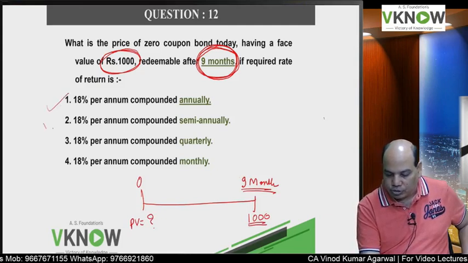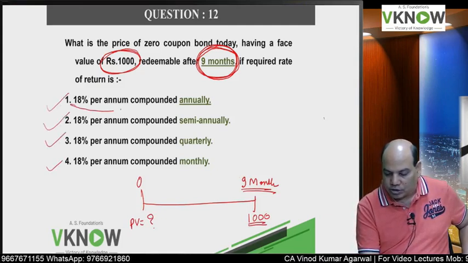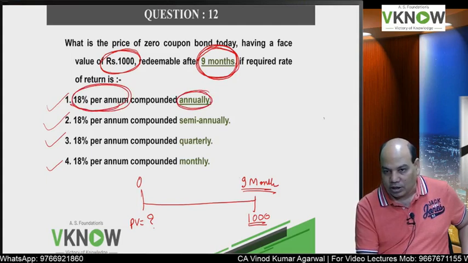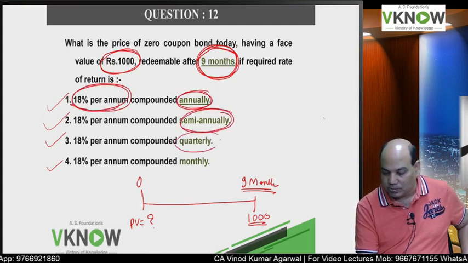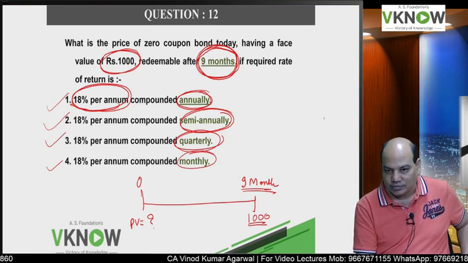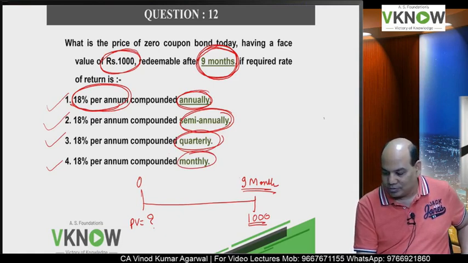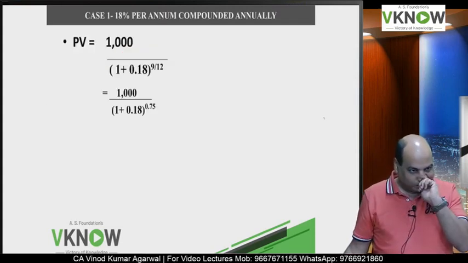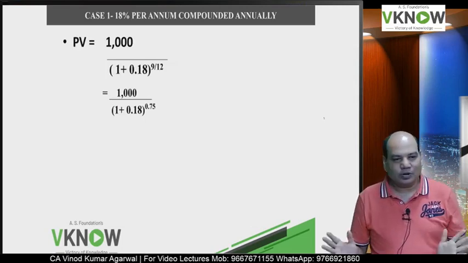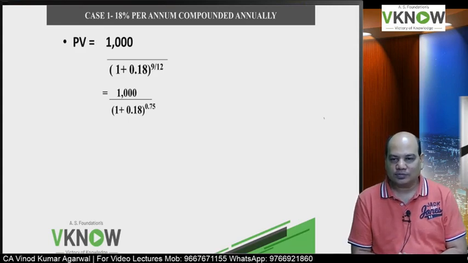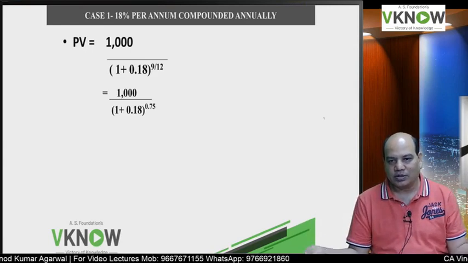What are the 4 cases mentioned here? The discount rate is 18% per annum, compounded annually, compounded semi-annually, compounded quarterly, and compounded monthly. Is it right? You will be able to solve. So write down the first answer, case 1. Same thing we'll do, nothing different, but 9 months means how many years? 9 by 12 years.